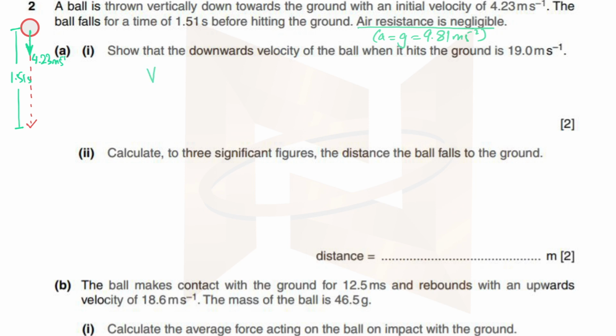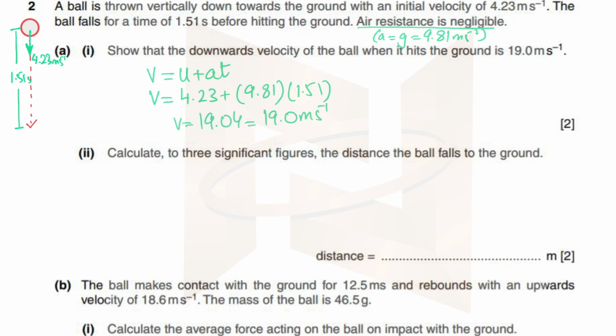Now show that the downward velocity of the ball when it hits the ground is 19 meters per second. So use the equation V equals U plus AT, where your initial speed is 4.23, your acceleration is 9.81 and the time is 1.51 seconds. You multiply and you end up getting 19.0 meters per second. Now here I'd like to add that please remember that your gravity is pointing downwards, right? So that is 9.81 meters per second squared, and your velocity also has a downward direction. That is why I've taken both of them to be positive.